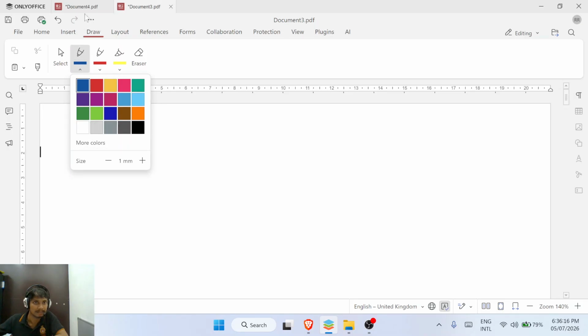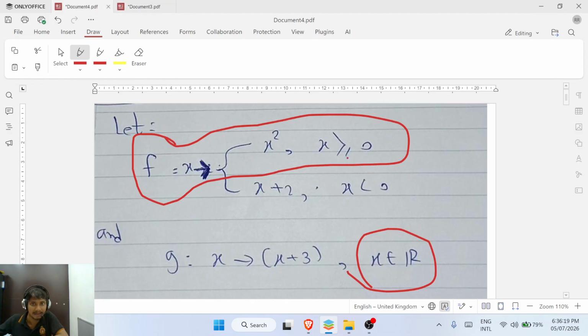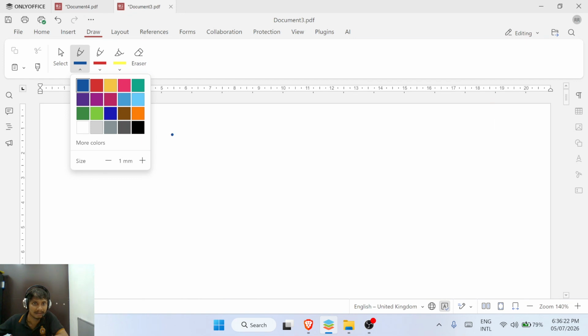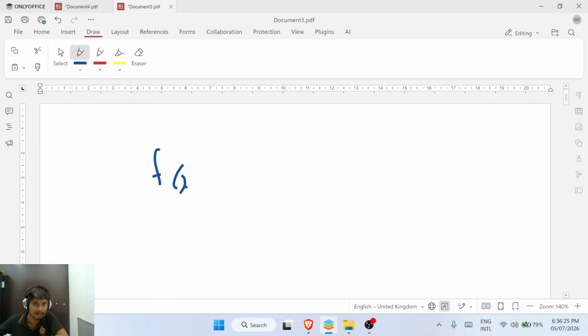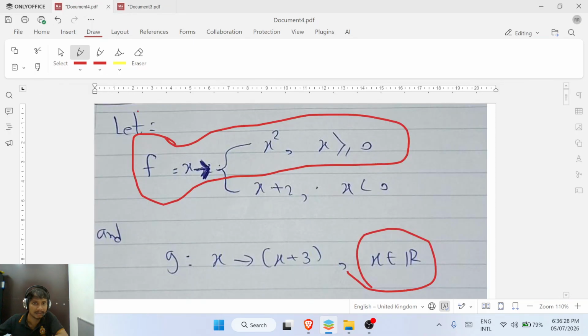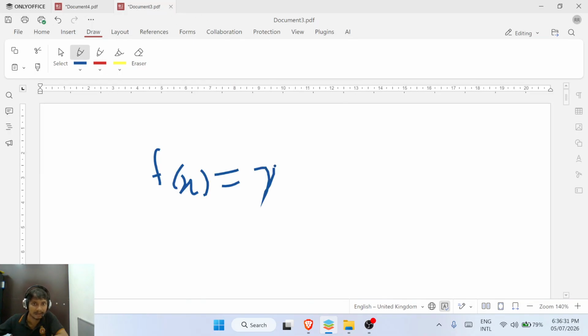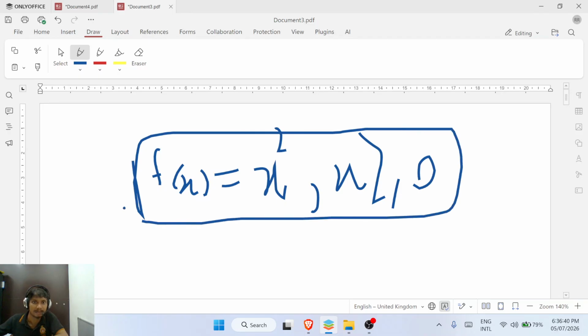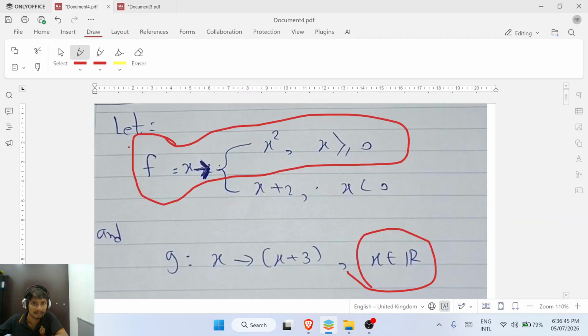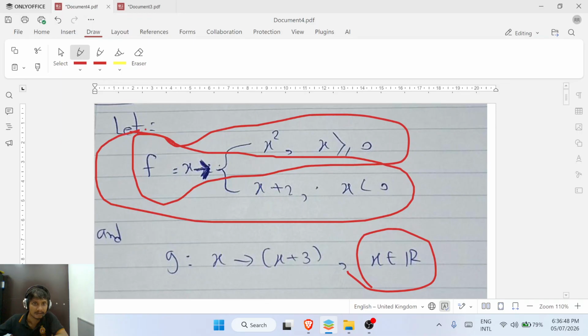Okay, x tends to x square if x is greater than or equal to 0, that is, f of x is equal to x square while x is greater than or equal to 0. This is the best statement: f of x is equal to x square when x is greater than or equal to 0. What is the next part? The next part: x tends to x plus 2 if x is less than 0. That is f of x is equal to x plus 2 when x is less than 0.